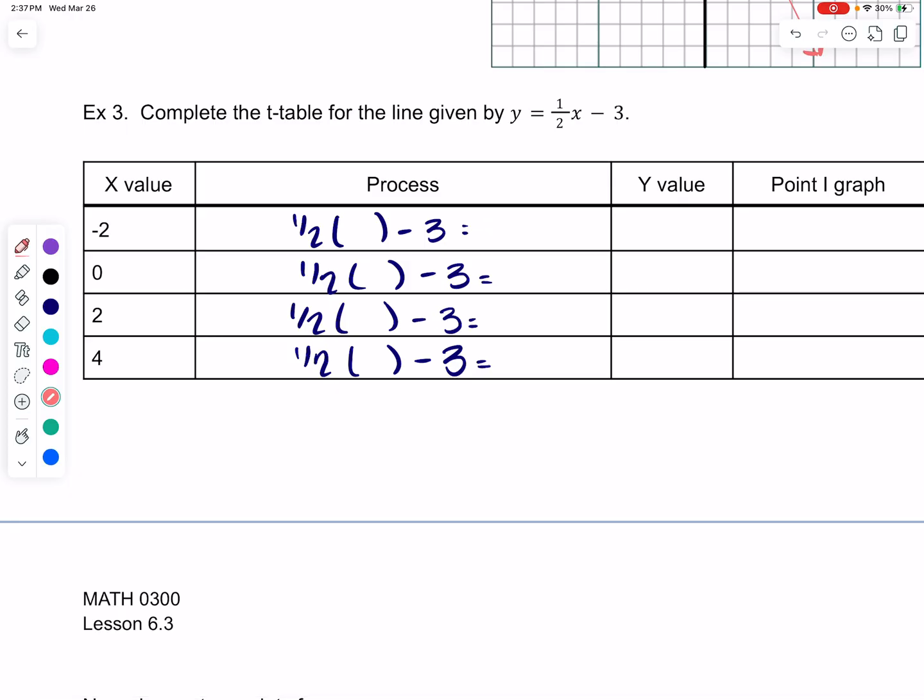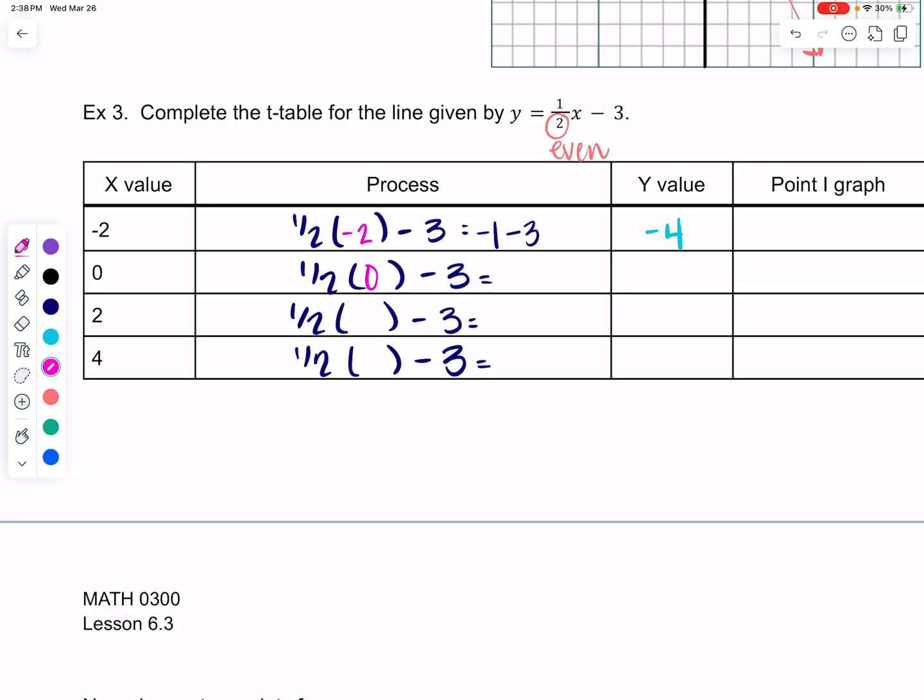Same idea here. I threw this one here because we have a fraction, and fractions tend to be a little bit scary. But what we're going to do is we're going to choose our x values so that the math with the fraction isn't so bad. Since my denominator is an even number, I'm going to pick x values that are all divisible by 2. That's going to make the math easier. So I'm going to plug in my -2. 1/2 of -2 is -1. Minus 3 gives me a -4.